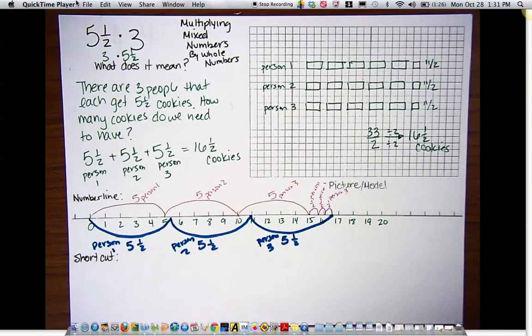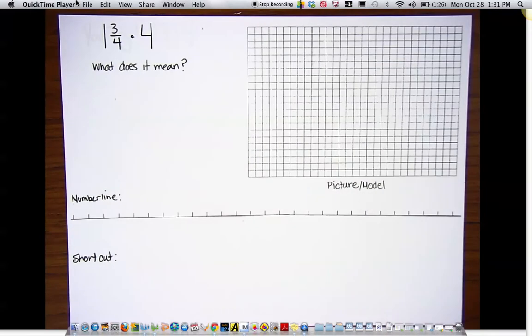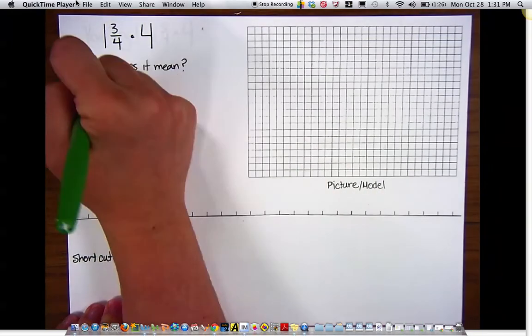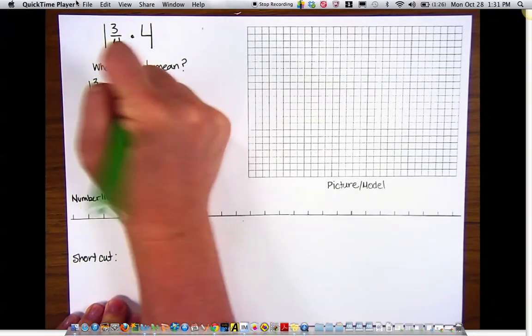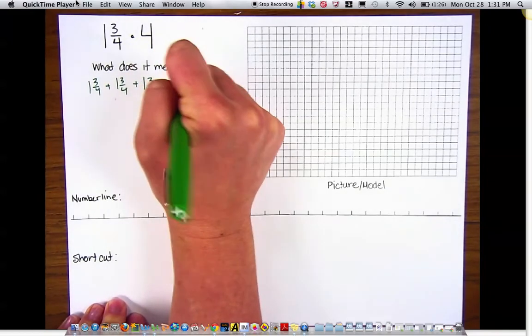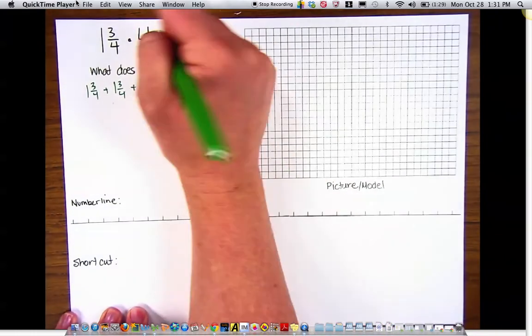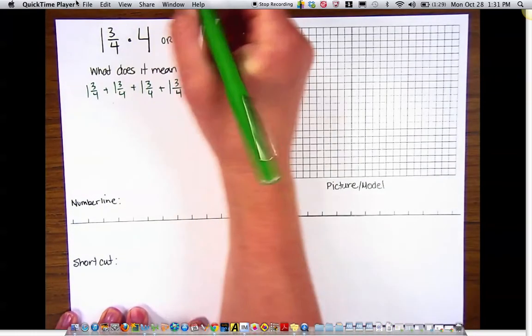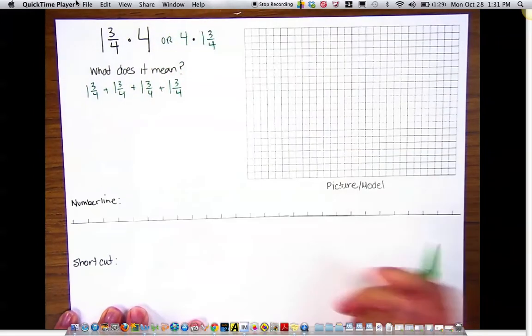So our next problem, same topic. 1 3/4 times 4. So what does this mean? Well, it means that I'm going to do 1 3/4 plus 1 3/4 plus 1 3/4 plus 1 3/4. I could also rewrite this as 4 times 1 3/4. That would be acceptable as well.